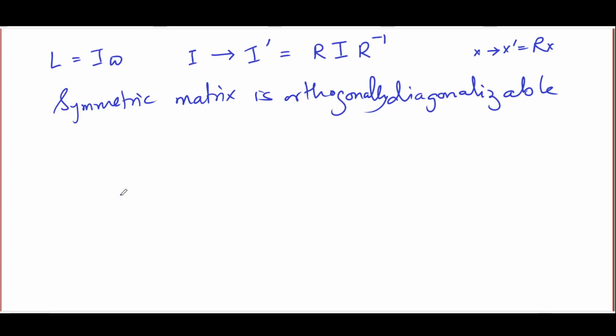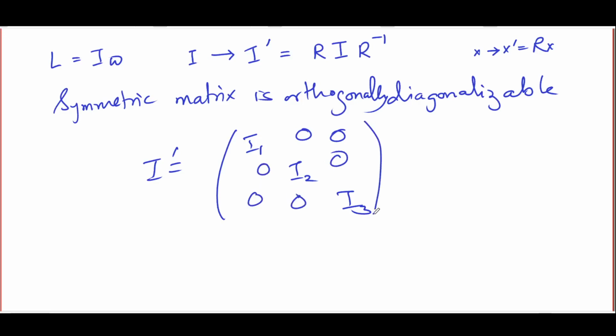So for a special choice of R, which of course means you are changing your coordinate system in a special manner, the resulting moment of inertia tensor will end up having this particular form, with 3 non-zero values along the 3 diagonal components, but zeros everywhere else. Now, what does this tell us about the relationship between L and omega? It tells us that L1 is I1 omega 1, L2 is I2 omega 2, and L3 is I3 omega 3.